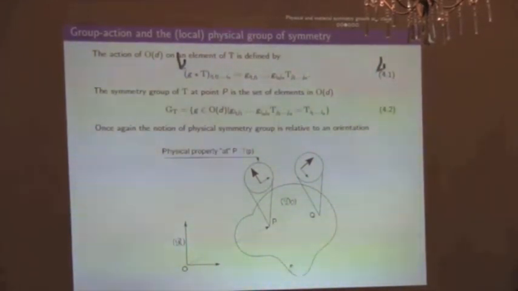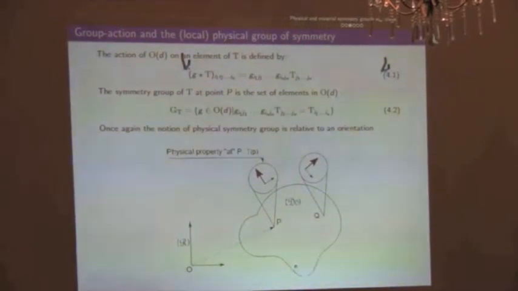As I know how to turn a tensor, how to transform a tensor, I can define the symmetry group of my tensor, and the definition is rather simple. I take an element in my group, and the elements of my symmetry group will be all the elements such that the transformed tensor cannot be distinguished from the original one. So G star T equals T.